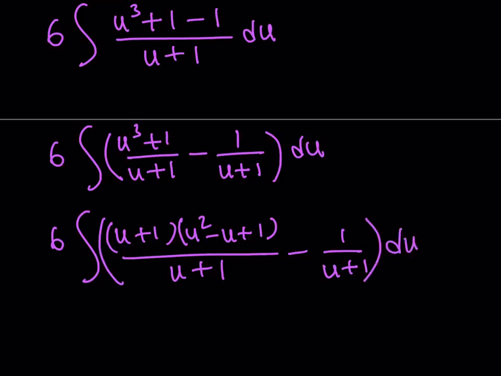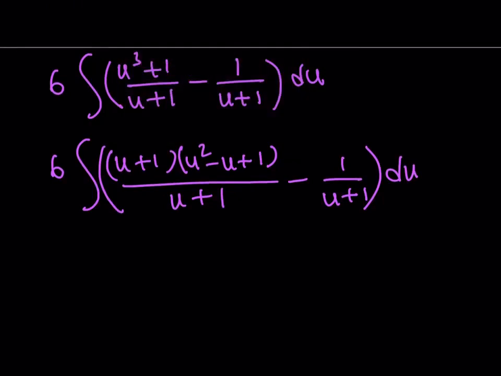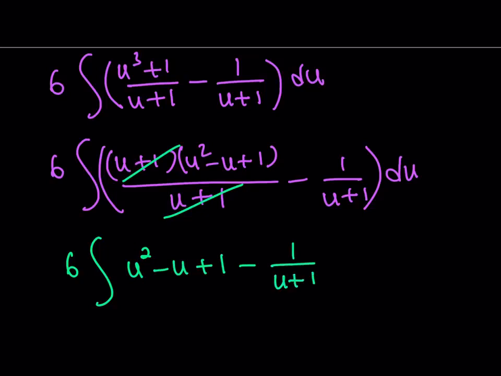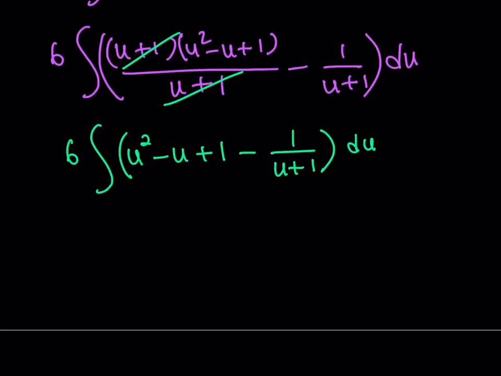All right, great. Now, what can I do? I can just go ahead and get rid of the u plus 1, and I'll end up with a polynomial expression. Let's go ahead and rewrite it to see better. We have u squared minus u plus 1 minus 1 over u plus 1. You could also find the same answer by using polynomial division, long division, or synthetic division as well. As long as the divisor is something like u plus a, you can do that.